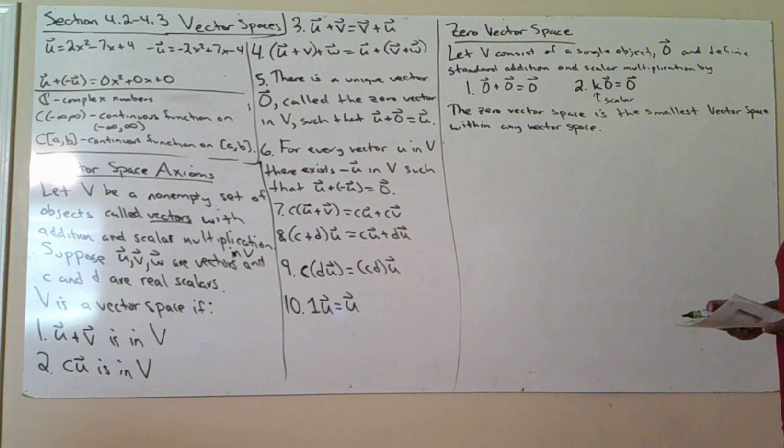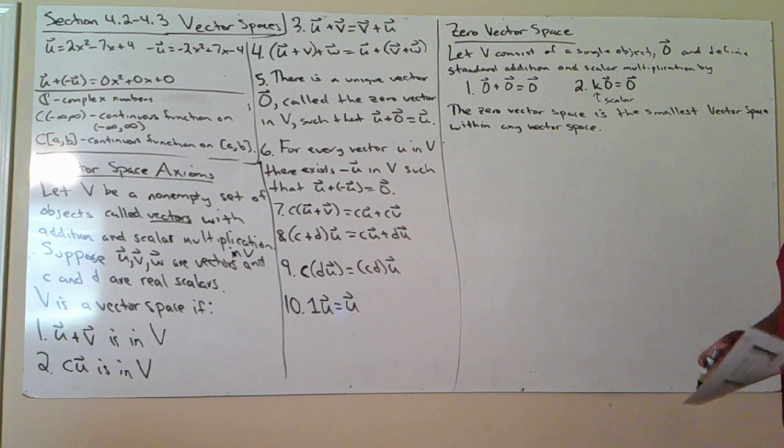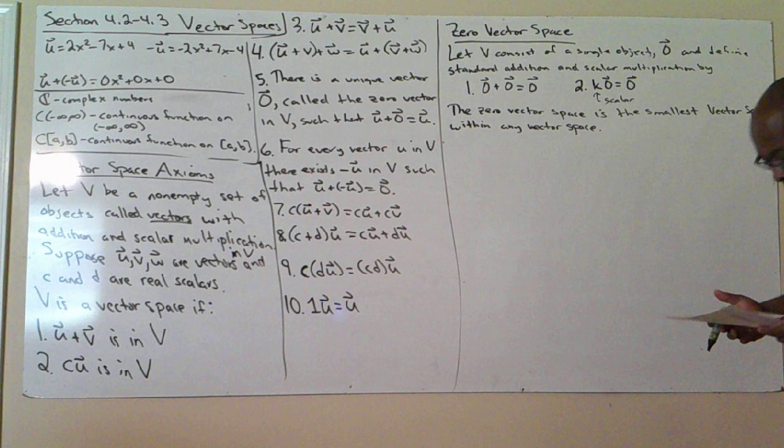Or you can think about the zero vector space as a vector space on its own. So you can think about the zero vector space as being the smallest vector space within a space, or the zero vector space being just a vector space all by itself. Okay.